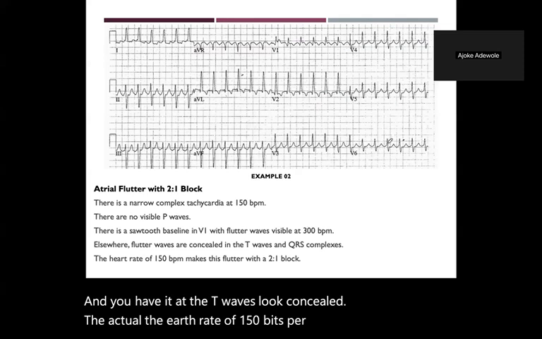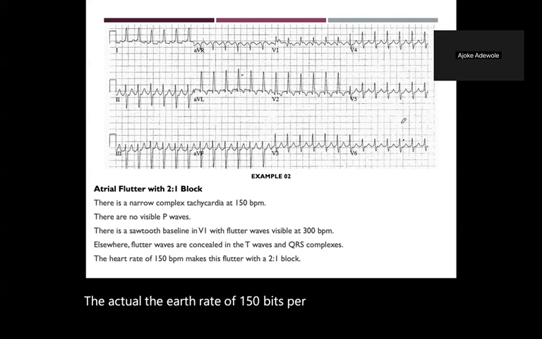So at every second loop, it opens up to form a ventricular rate. So that's why we call this 2-to-1, because you have one, and then you have a second one that conducts to form a ventricular rate.